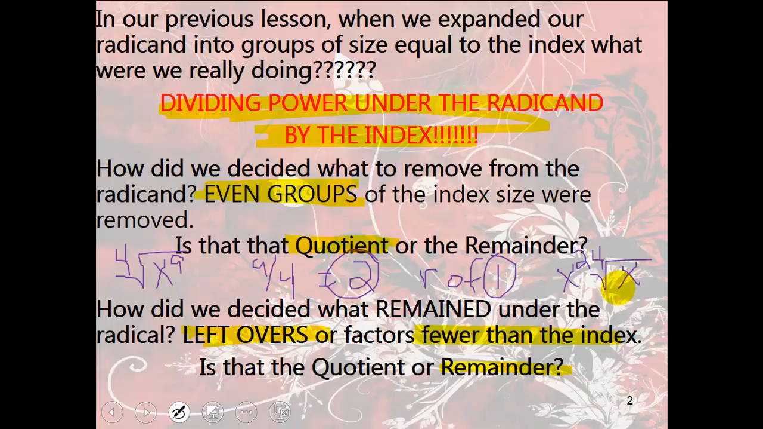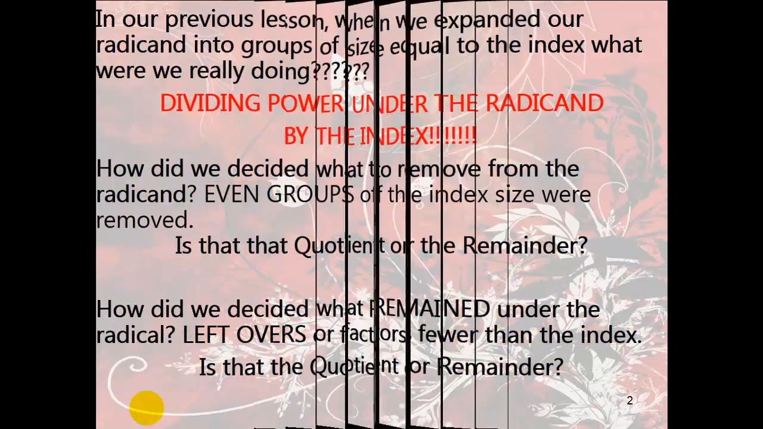So we're going to take our power, we're going to divide it by our index. The quotient is what we pull out in front, okay? And then the remainder is what stays underneath, okay?